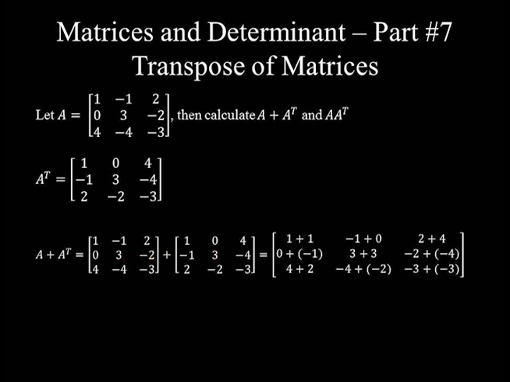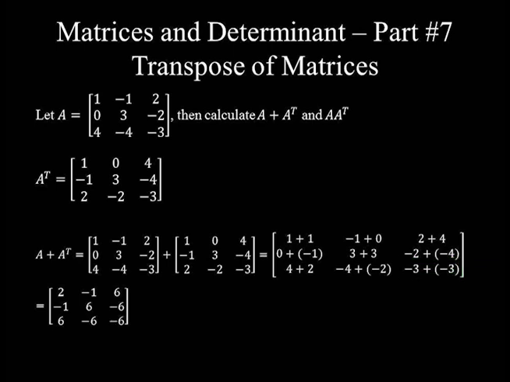As we can observe here, on the main diagonal, we find similar elements added to each other. This is always true for a square matrix because, as we observe from matrix A and its transpose, their main diagonal elements are the same. In finalizing the addition, 1 plus 1 equals 2, -1 plus 0 equals -1, 2 plus 4 equals 6, 0 plus -1 equals -1, 3 plus 3 equals 6, -2 plus -4 equals -6, 4 plus 2 equals 6, -4 plus -2 equals -6, -3 plus -3 equals -6.